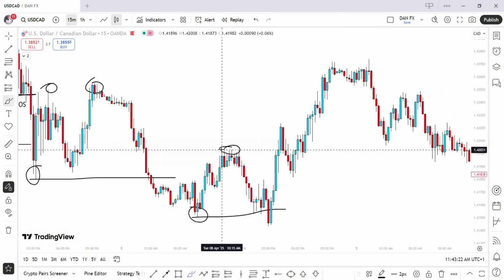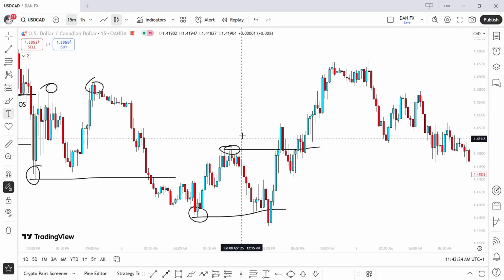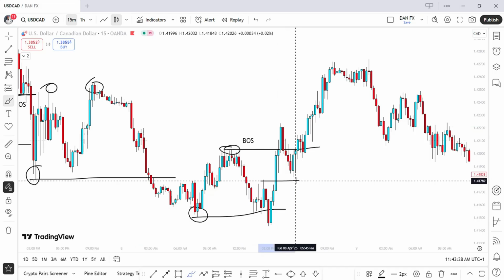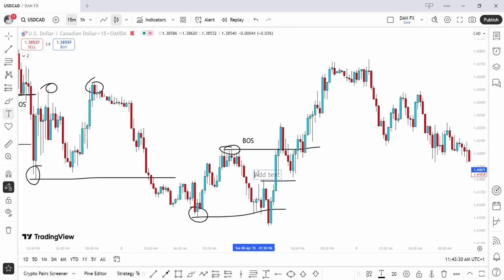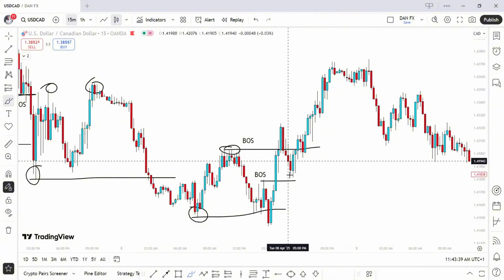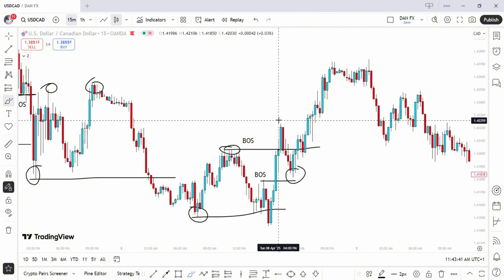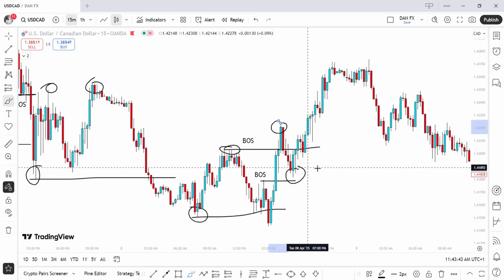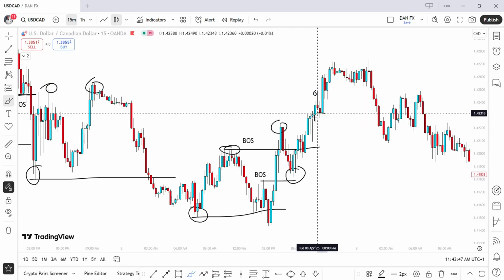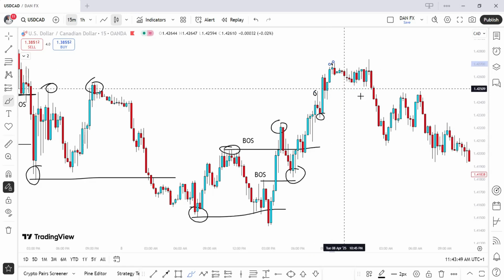So we have a break of structure here, BOS. We also have a break of structure here, BOS. Right, so we have two breaks of structure. Price broke the structure and price broke the structure, which tells us that this is going to change to an uptrend. So you can see price broke above, gave us a higher low and a higher high. Then it gave us a higher low, sorry, higher high and higher low, higher high, higher low.